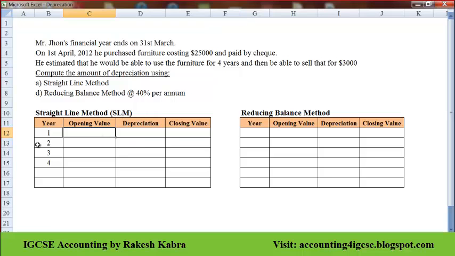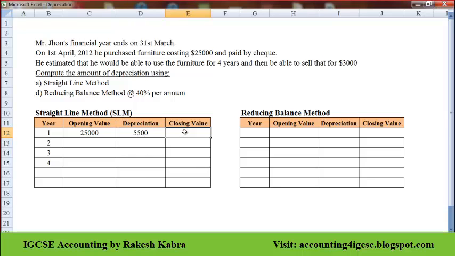In the first year, what will be the opening value? Opening value means the value of that asset on the first day. 25,000 is the cost, so that is the value. Now, what will be the depreciation? For depreciation we have to apply the formula, and that formula says cost of the furniture minus residual value, divided by the useful life, which is 4 years. So we get yearly depreciation of 5500.